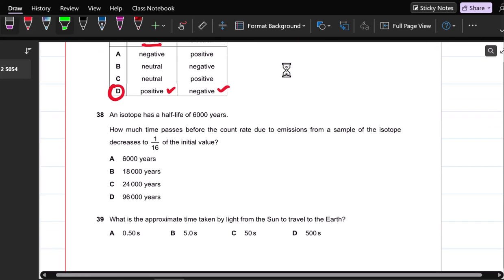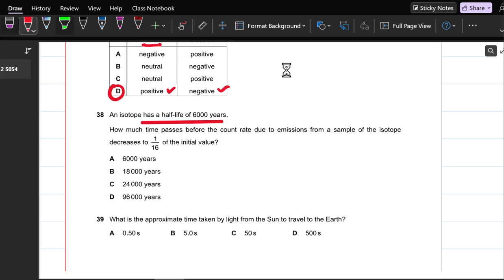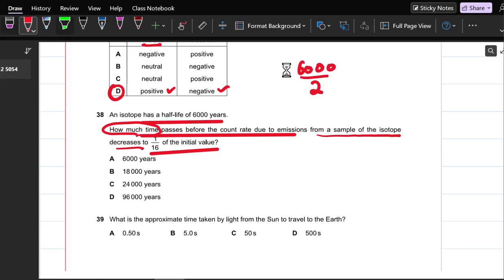Question 38. An isotope has a half-life of 6,000 years. How much time passes before the count rate due to emission for a sample of the isotope decreases to 1 by 16th of the initial value? In half-life, what we do? We halve the number of, sorry, this is the half-life. 6000 is the half-life. No, this is not the thing.